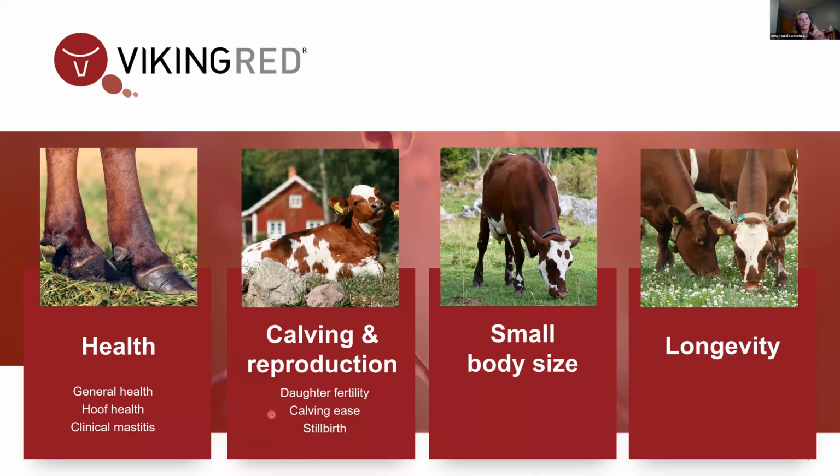Another strength of the Viking Red is their calving traits. So they do very well in calving ease and stillbirth, and along with that, daughter fertility or cow fertility. The Viking Red is especially important to the crossbreeding rotation because they have a smaller body size than the other breeds, and especially Holstein. So one thing that attracts people to ProCROSS is that you actually get a reduced frame size on your cows when you incorporate the Viking Red.